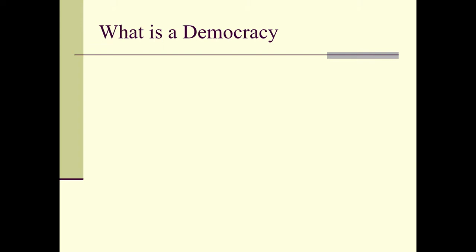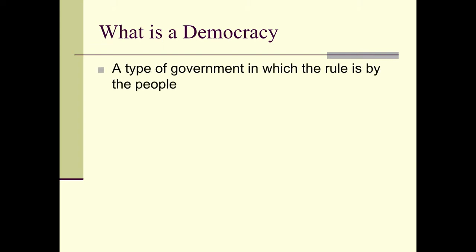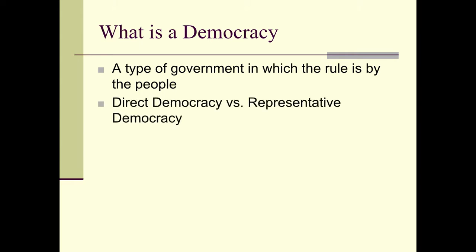Let's go over some basic stuff. Most of you know what a democracy is. It's a type of government that is ruled by the people, but there really are two types of democracies, a direct democracy and a representative democracy. We have a representative democracy, which is sometimes referred to as a republic.